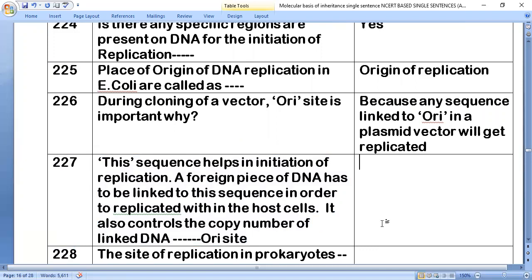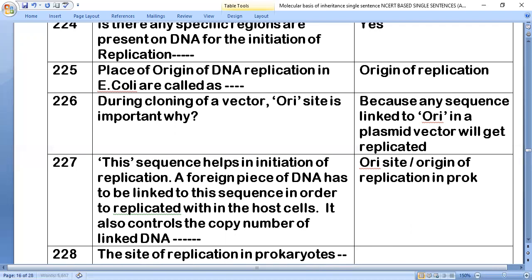The sequence helps in initiation of replication. A foreign piece of DNA has to be linked to this sequence in order to replicate within the host cell. It also controls the copy number of the linked DNA. That is the ori site, or origin of replication, in prokaryotes.